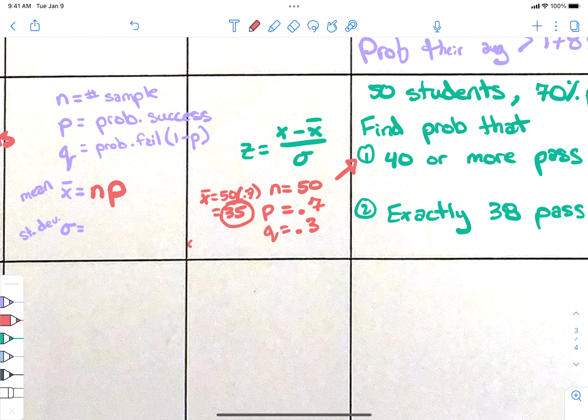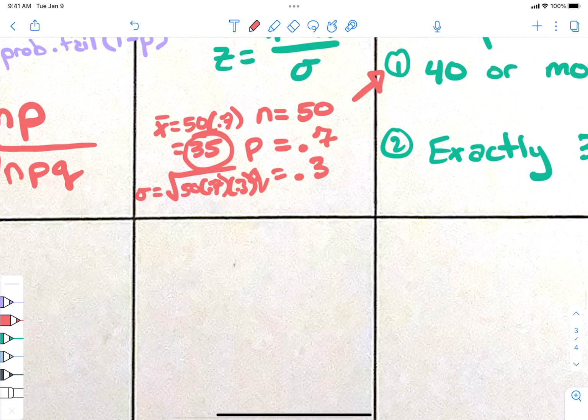Then we have to find standard deviation. So what's the standard deviation in comparison? Do you remember the formula for that? The square root of n times p times q, write that down, okay? n in this case is 50, p is 0.7, q is 0.3. And I promise I'm done writing in this box after this. Standard deviation is the square root of really 35 times 0.3.